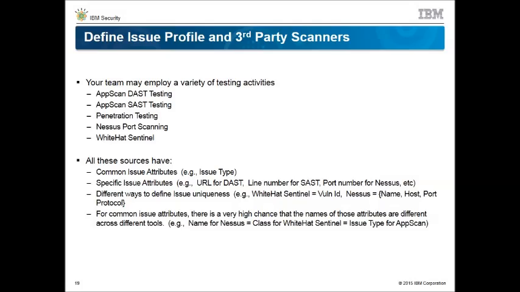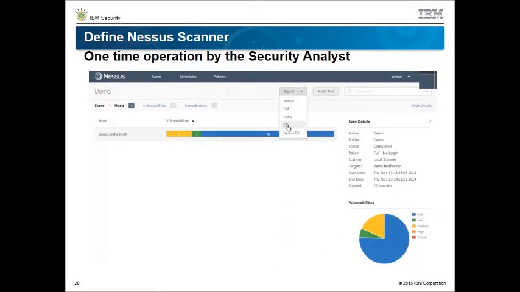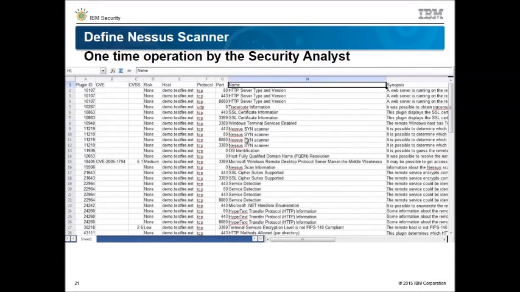I will just give an example for a Nessus scanner. This is an export. Most of these third-party tools will allow you to export in comma-separated values. This is something that we chose because we thought it is a format that everybody understands. So you export in comma-separated format, and this is how the export looks. This is on slide 21. The Nessus scanner will provide you with a spreadsheet. The first row is different attributes of those issues.